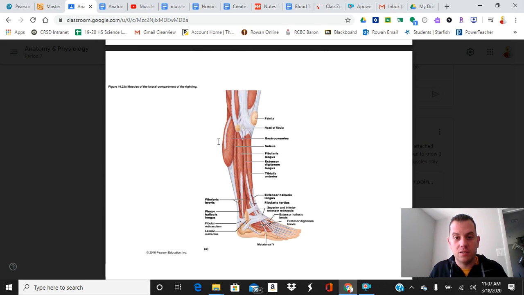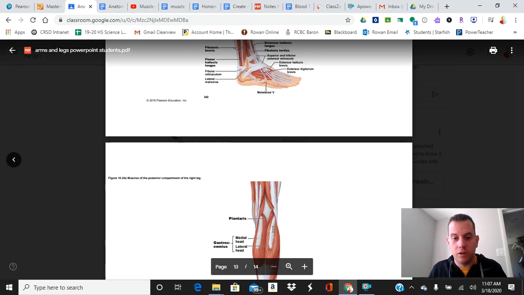Okay, and you get a better look here at some of these extensors. Extensor digitorum longus going all the way down to the digits. All right, so extending your foot. So think about it. If you're pulling your foot up, you're extending your foot, right? This muscle is doing that. You can see the soleus here as well. You don't need to know any of these in the foot, right?